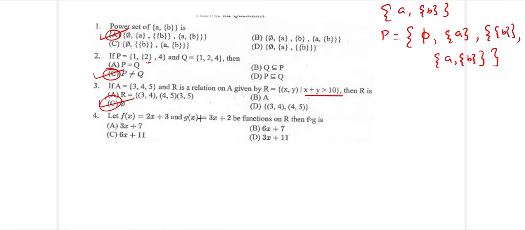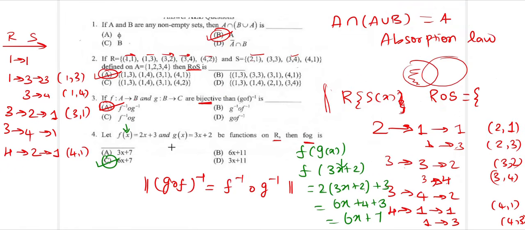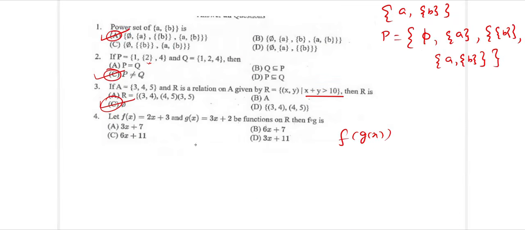Again, f of x is 2x plus 3 and g of x is 3x plus 2, f composition g, f of g of x. The same problem which we did over here. So f of g of x, 3x plus 2, 2x plus 3, 3x plus 2, 2x plus 3. So the answer is going to be 6x plus 7, which is over here.